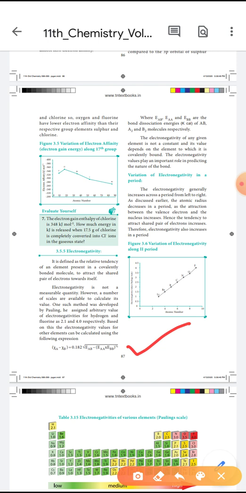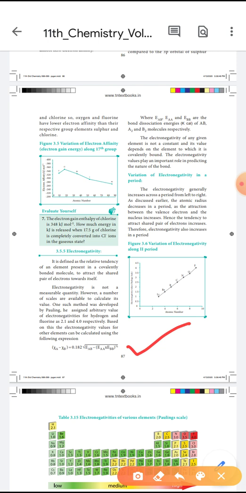The electronegativity of any given element is not constant. The value depends on the element to which it is covalently bound. So electronegativity plays an important role in predicting the nature of a bond. Next, let us learn the variation of electronegativity in a period. The electronegativity generally increases across the period from left to right.